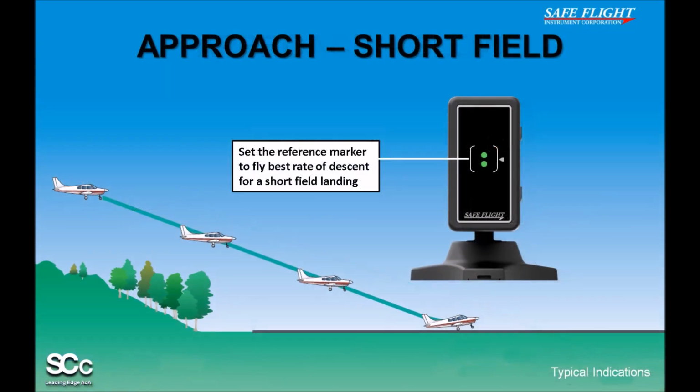For a shortfield approach, setting the reference marker higher than that for the normal on-speed configuration, in accordance with POH reference shortfield approach speeds, and targeting this angle of attack, allows the pilot to fly the slower speeds required for a minimum distance landing.